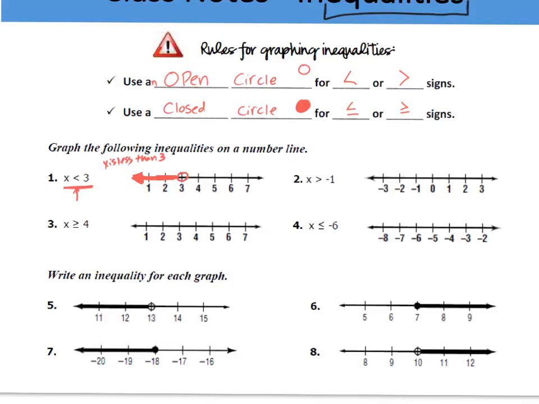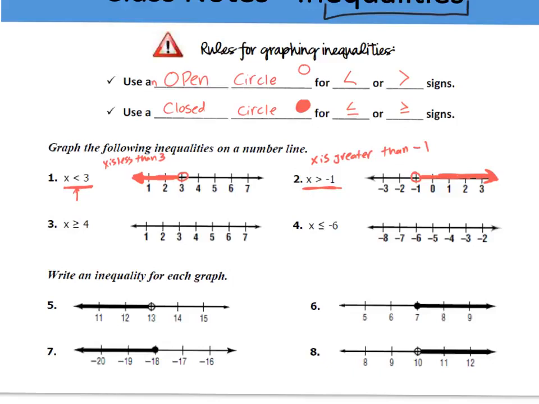Okay, we're going to move on to number 2. I see that I have a greater than symbol, and I'm going to write this out in words. X is greater than -1. So I see that it's a greater than. It does not have an equal sign or a little line underneath. So it's an open circle at -1. And x is greater than -1. Which values are greater than -1? Well, everything to the right is greater than -1.